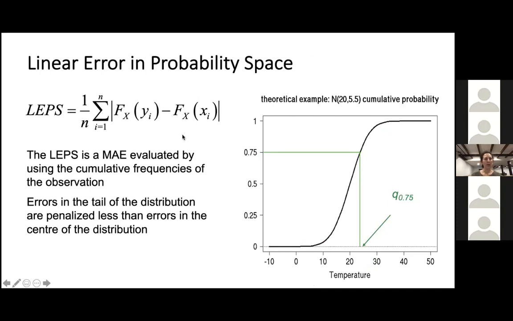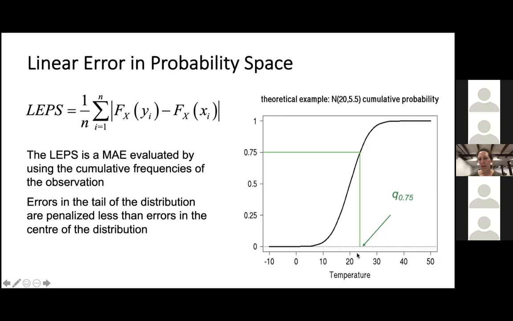So when we consider the ranks of scores or the probabilities, we can define different scores. For example, the linear error in probability space. This is the mean absolute error evaluated by using the cumulative frequencies of the observations, and is defined here, where F of x is the cumulative probabilities of the sample x.